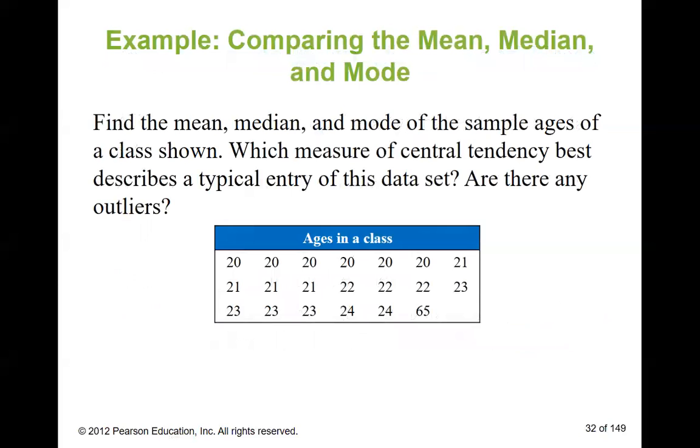So if I were to ask you, what do you think would be the best way to describe a typical entry of this data set? Would you choose the mean? No. And the reason is Grandma Jenny. She's an outlier. She's going to skew the data. What do you think about the median? Would that be a good way to describe the data set?